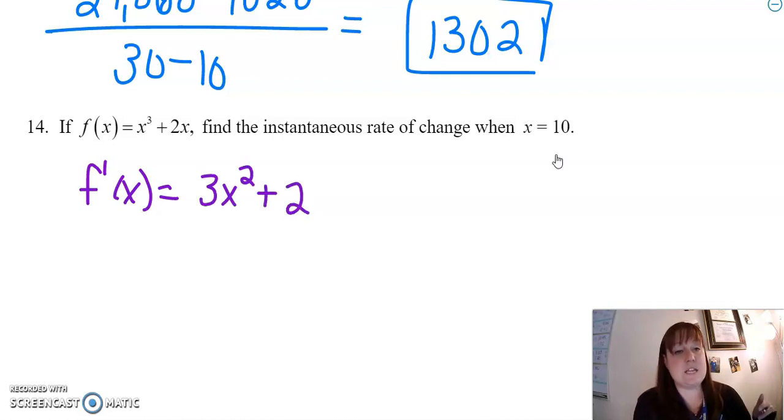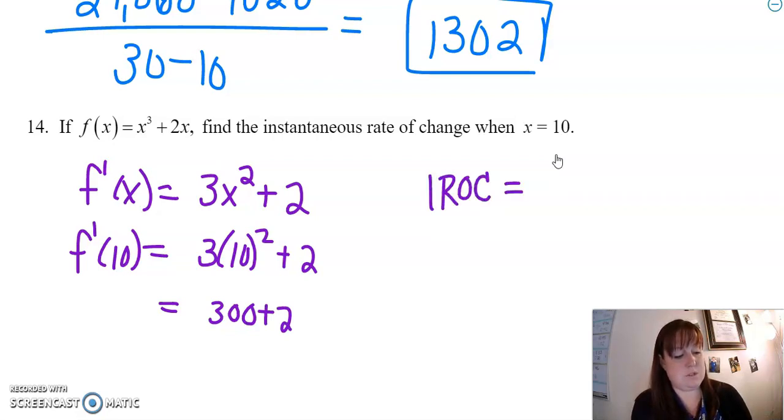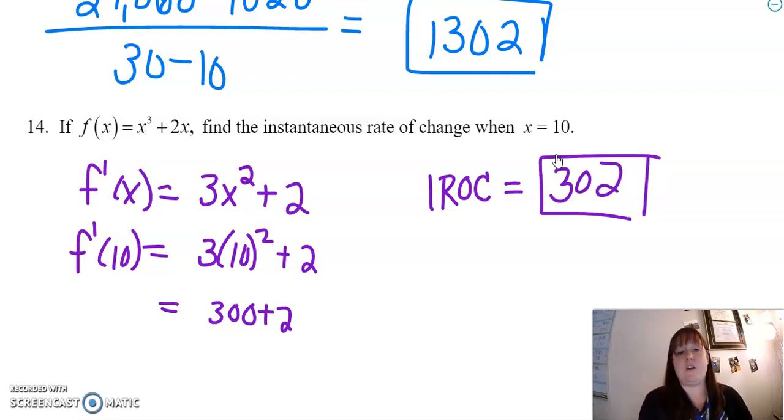And we find the instantaneous rate of change would be f prime of 10. So that equals 3 times 10 squared plus 2, which equals 300 plus 2. So the instantaneous rate of change equals 302. And there you go. That's average rate of change and instantaneous rate of change.